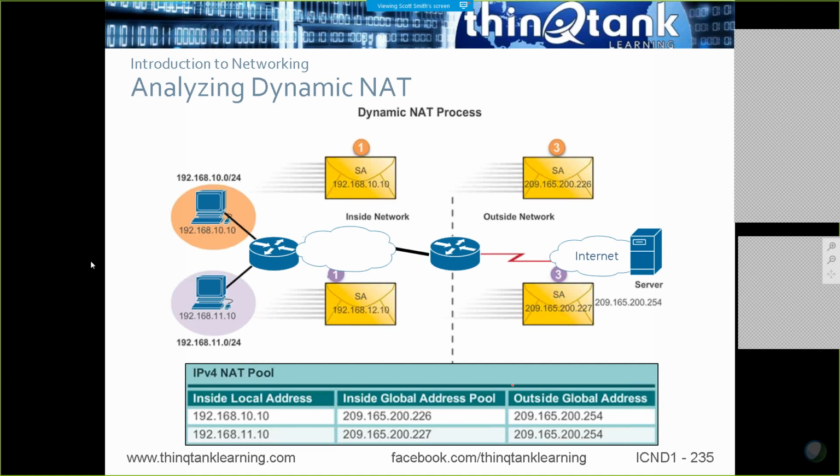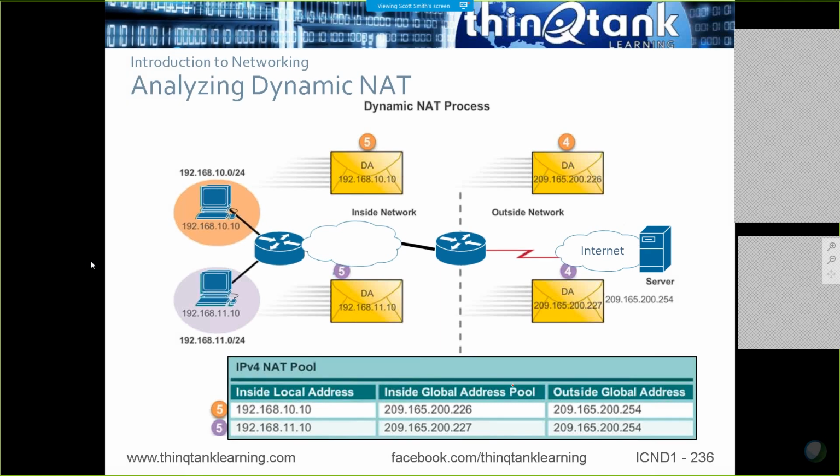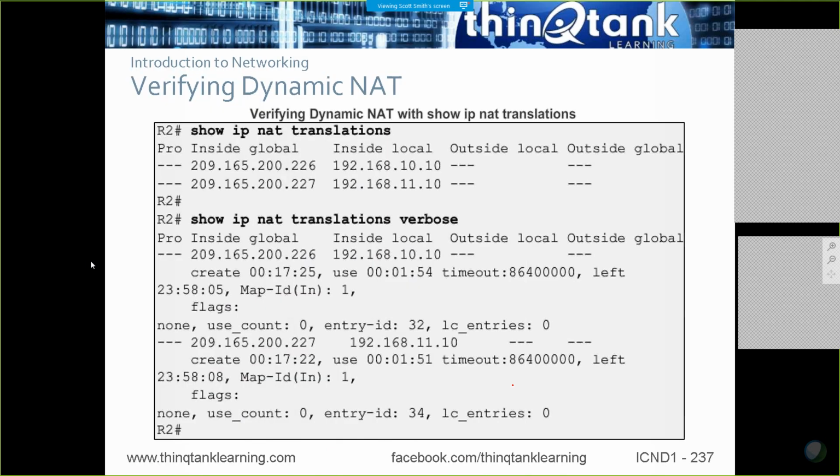Same table, analyzing the dynamic NAT. We don't have to get into that. Same thing here. They're just talking about how the addresses get translated, where they get translated from. So again, to verify, show ip nat translations. We can see that, for example, host 10.10 used the 226 address, host 11.10 used the 227 address, and so on.